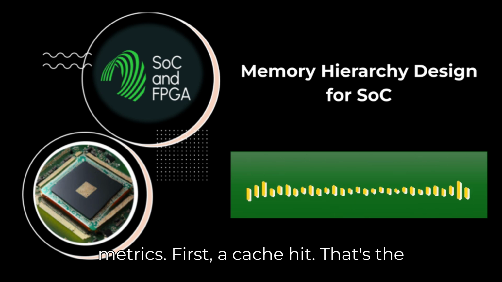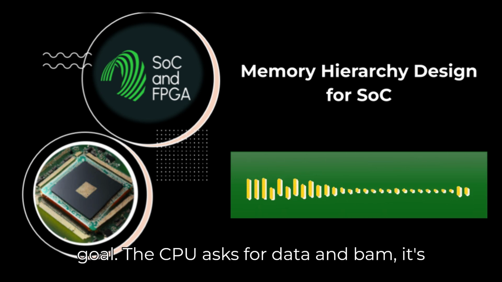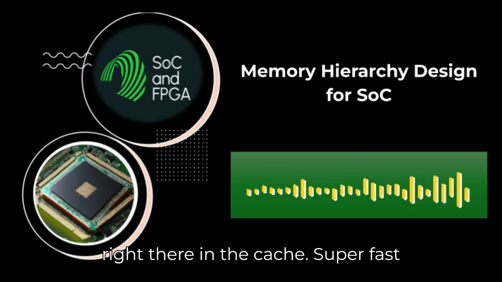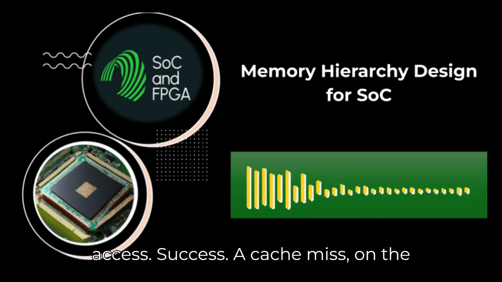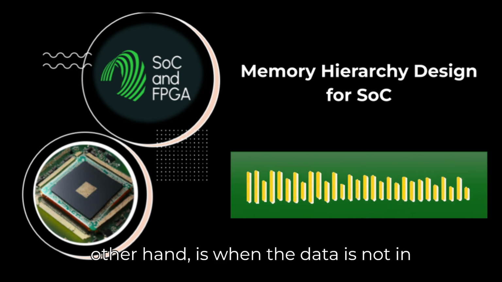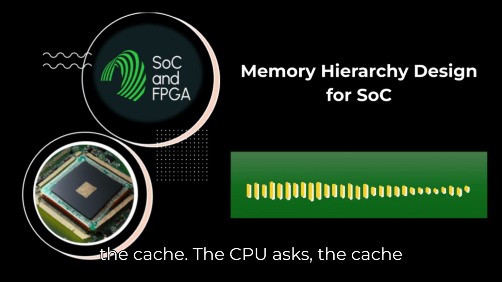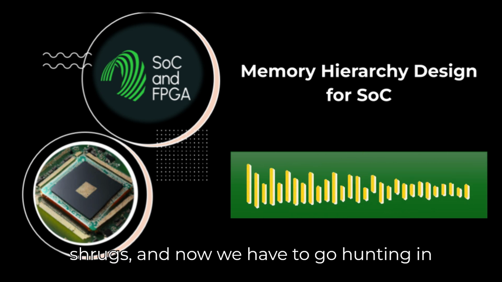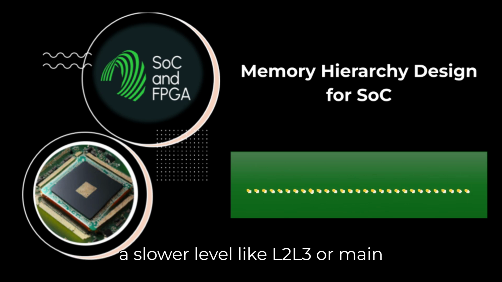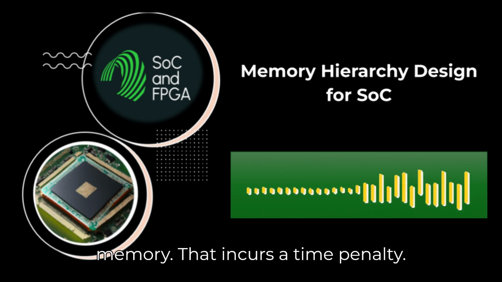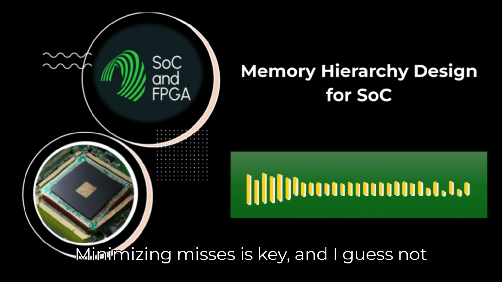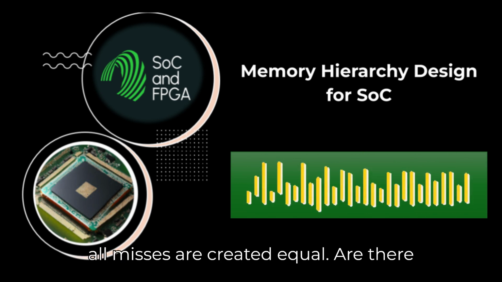First, a cache hit. That's the goal. The CPU asks for data, and bam, it's right there in the cache. Super fast access. Success. A cache miss, on the other hand, is when the data is not in the cache. The CPU asks, the cache shrugs, and now we have to go hunting in a slower level, like L2, L3, or main memory. That incurs a time penalty. Minimizing misses is key.